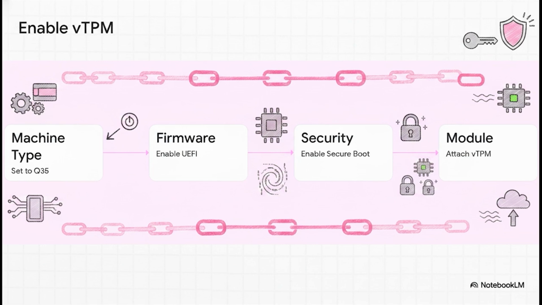Step 2, enable UEFI firmware. Step 3, check the box for Secure Boot, which effectively tells the hypervisor to enforce signature checks on the bootloader. And as a quick aside, note that enabling Secure Boot automatically enables UEFI by default. Finally, step 4, attach the vTPM. If you miss those Q35 or UEFI prerequisites, your vTPM and BitLocker deployment will just outright fail.